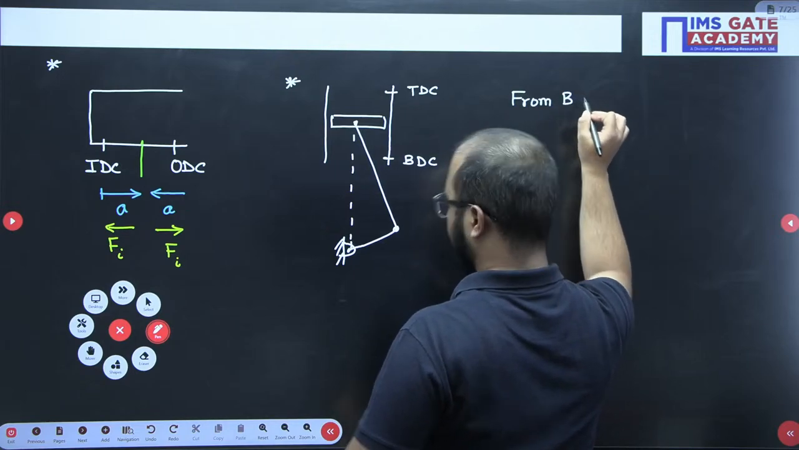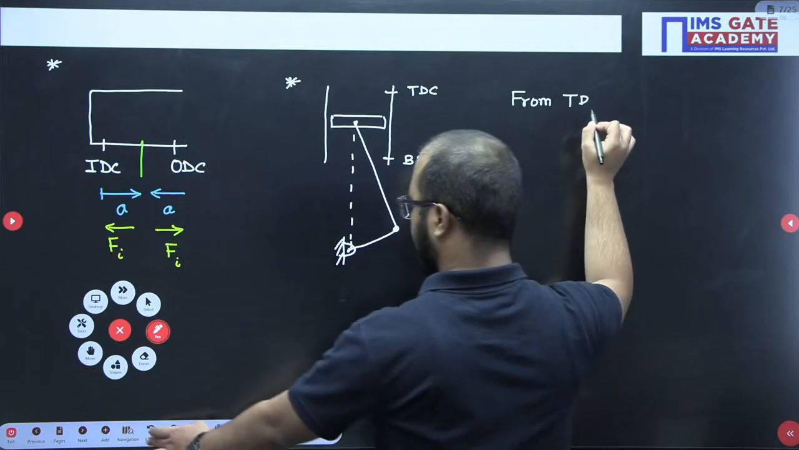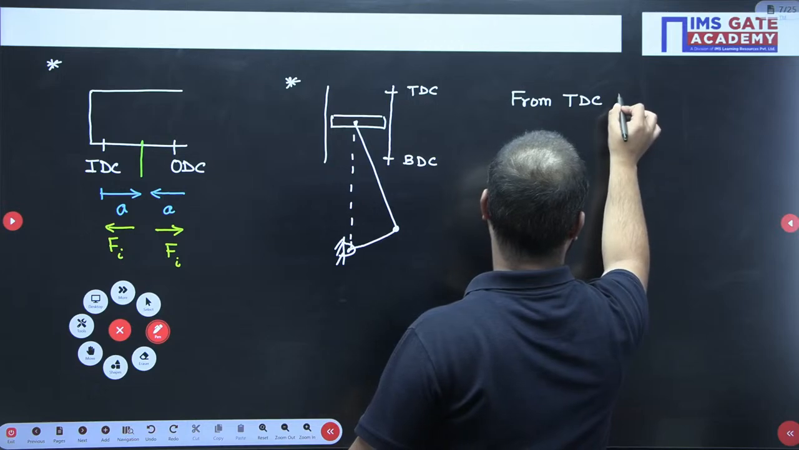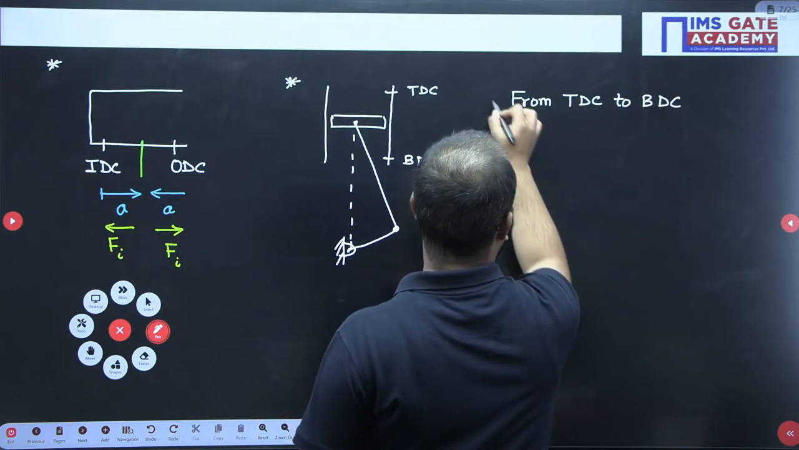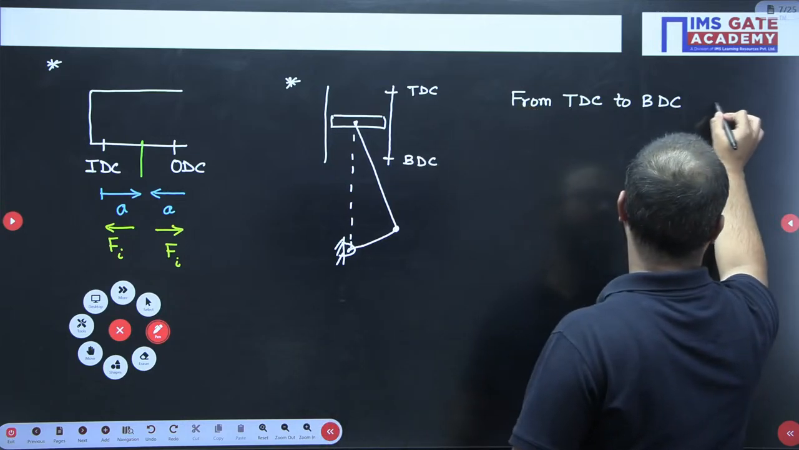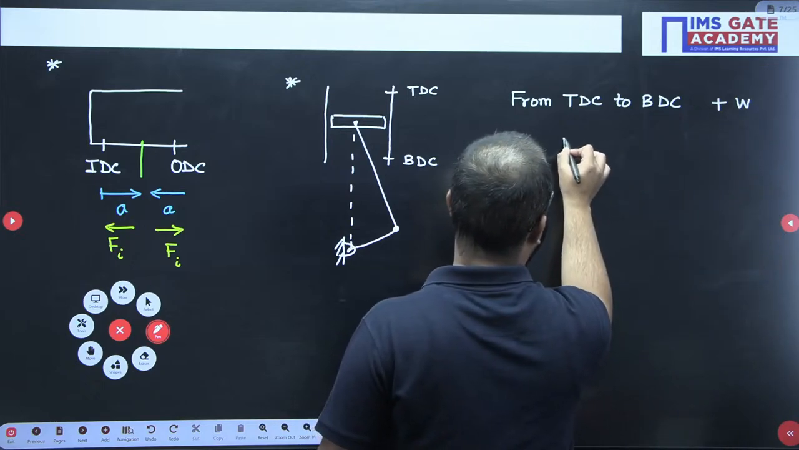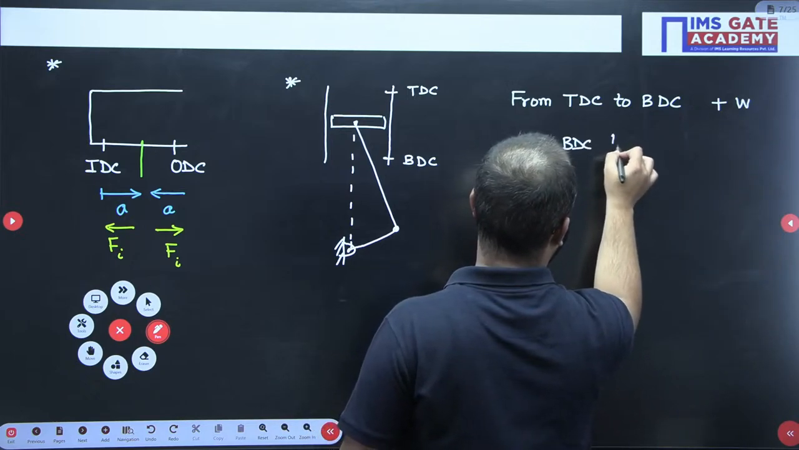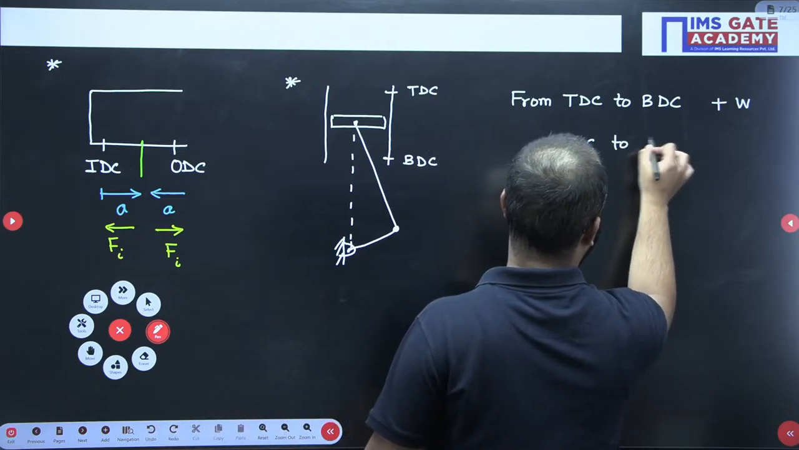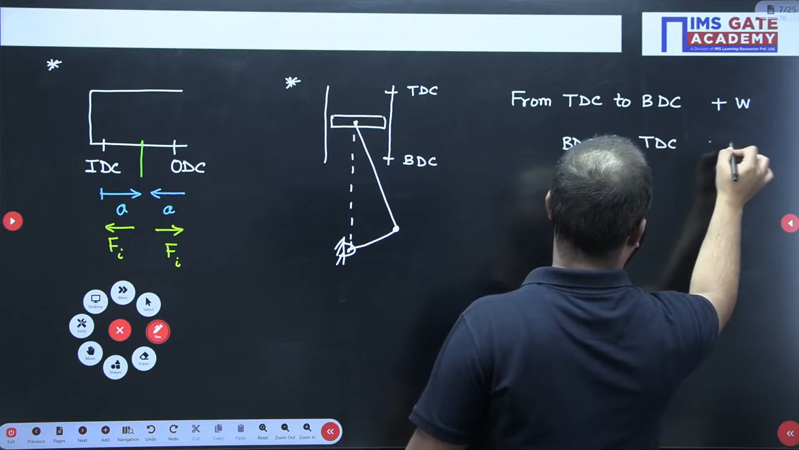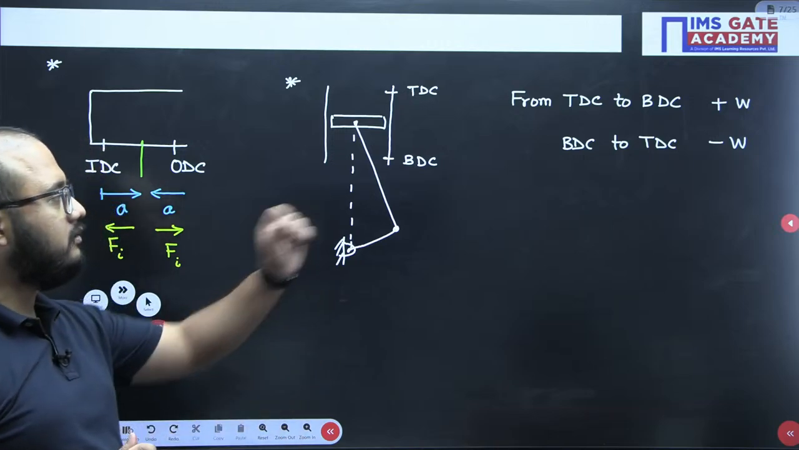From TDC to BDC, right? What will happen? Positive sign will be considered for the weight. From BDC to TDC, negative, because that weight is going to oppose the motion. That is the reason we will be using the negative sign.